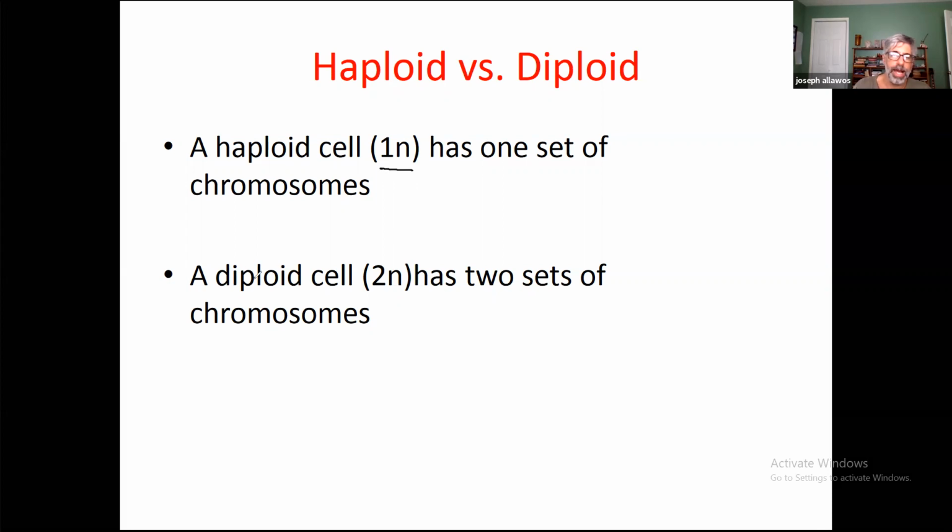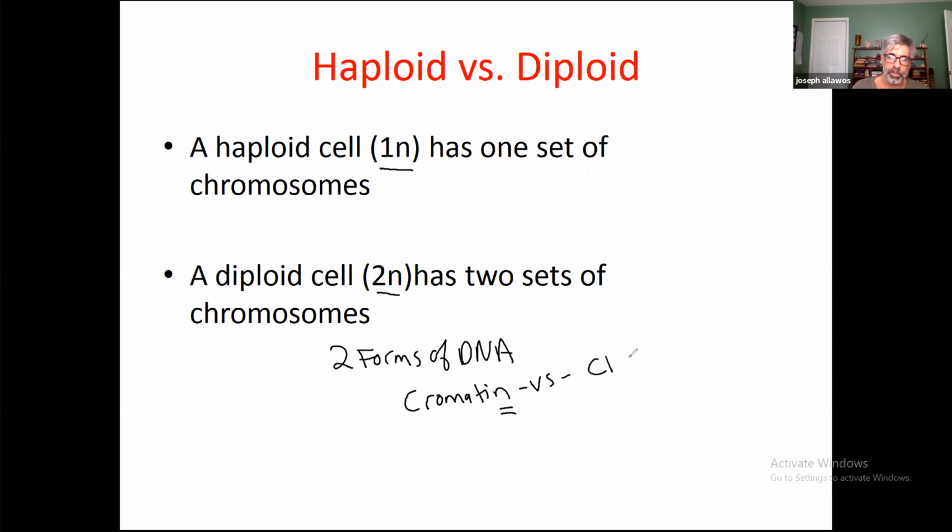Or the word diploid, di means 2, or 2N, to represent the condition of the chromosomes in the cell. And so now we want to think about what is a chromosome, okay? There's something to think about. There are 2 forms of DNA in the cell. One form is called chromatin, with an N. And the other form is called a chromosome.